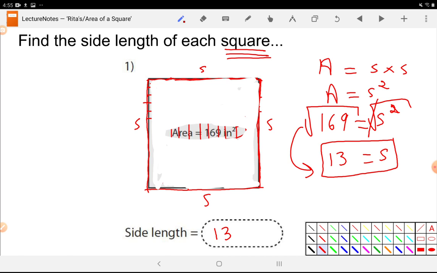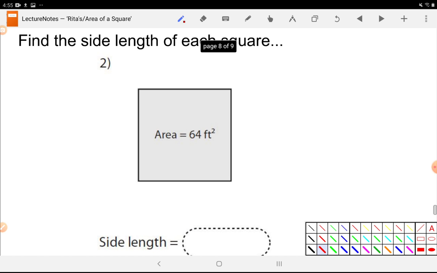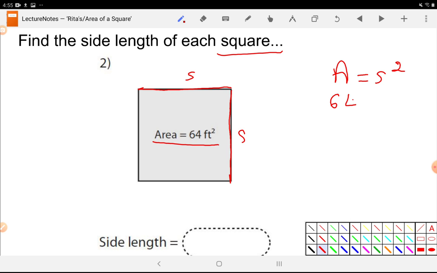All right, let's look at one more example. Find the side length of each square. Again, we have a square. First things first, based on that fact, we know that the area is equal to the side times itself. That means this is s and this is s. Now, the area is equal to 64. That means I can replace A with 64. That's equal to s squared.